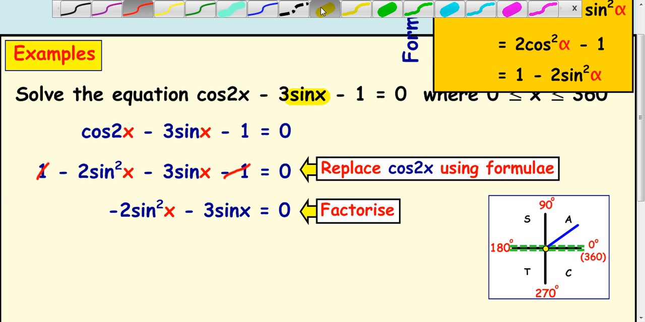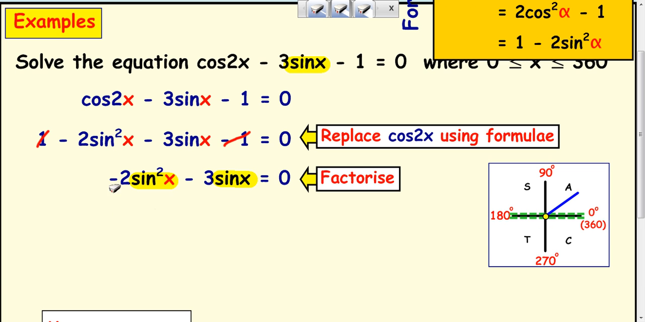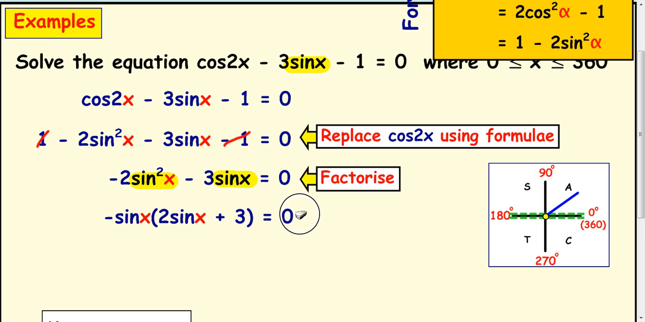At this point, we're going to look for a common factor, and the common factor is sine x. We've got a sine x here. What I'm going to do is take a negative sine x out. You don't need to do that, but I'm going to take it because there's a negative here and a negative here. So what do you multiply this by to get negative 2 sine squared x? Well, it'll be 2 sine x. And then I'll need a plus here and a 3 to make the negative 3 sine x equals 0.